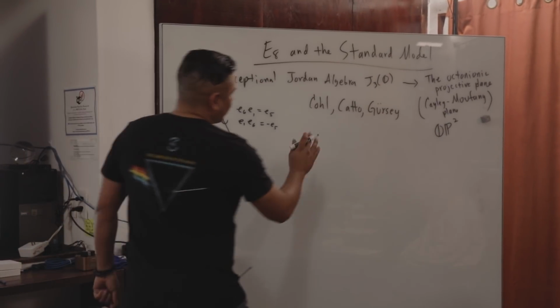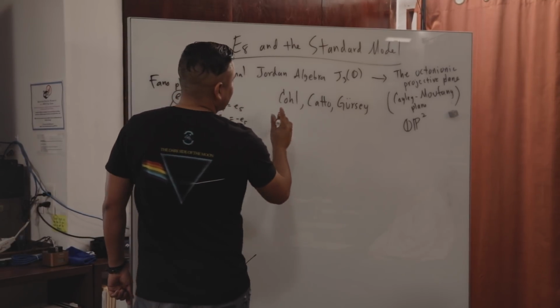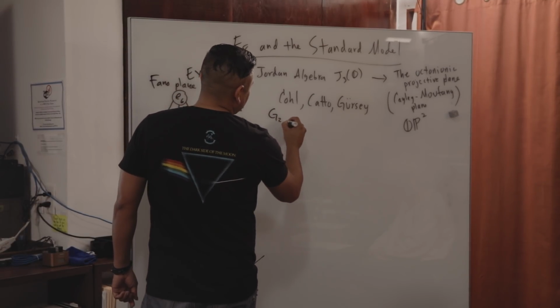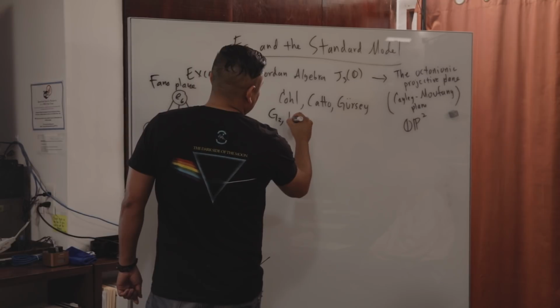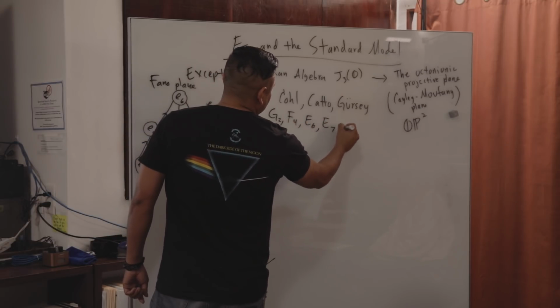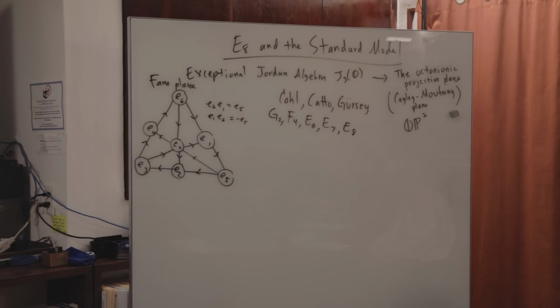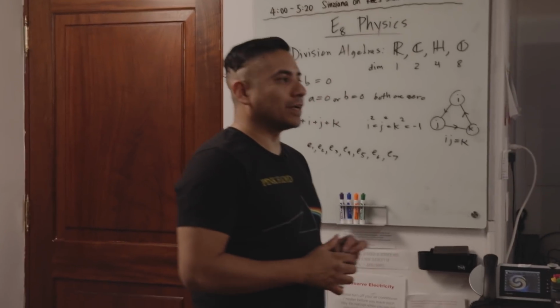So if you recall the exceptional Lie, let's look at the Lie group level. We have G2, F4, E6, E7, and E8. And that's it. So we've seen discussions, maybe even online.